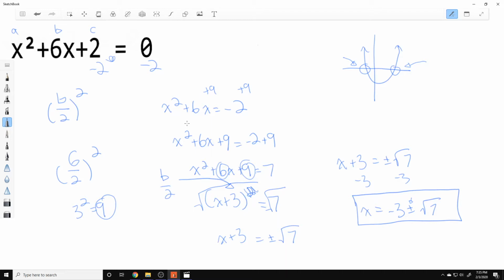So to review, you've just got to get c to the other side, and then use this formula, and then you just use b divided by 2 over here, and then you solve for x. So that's completing the square.